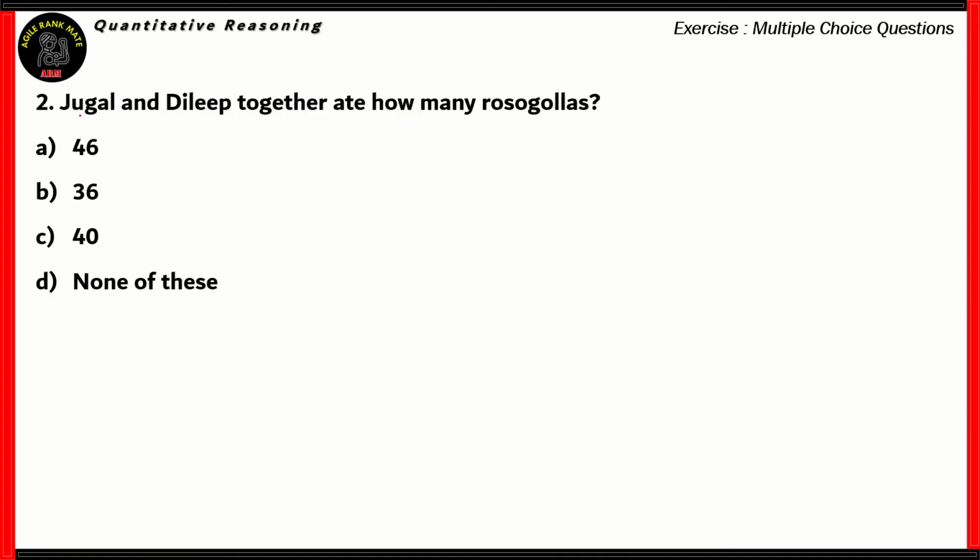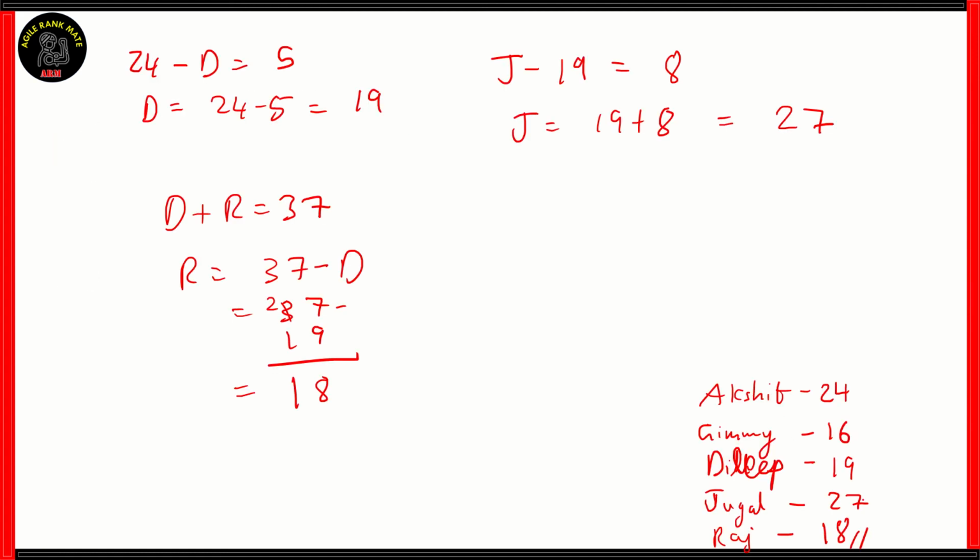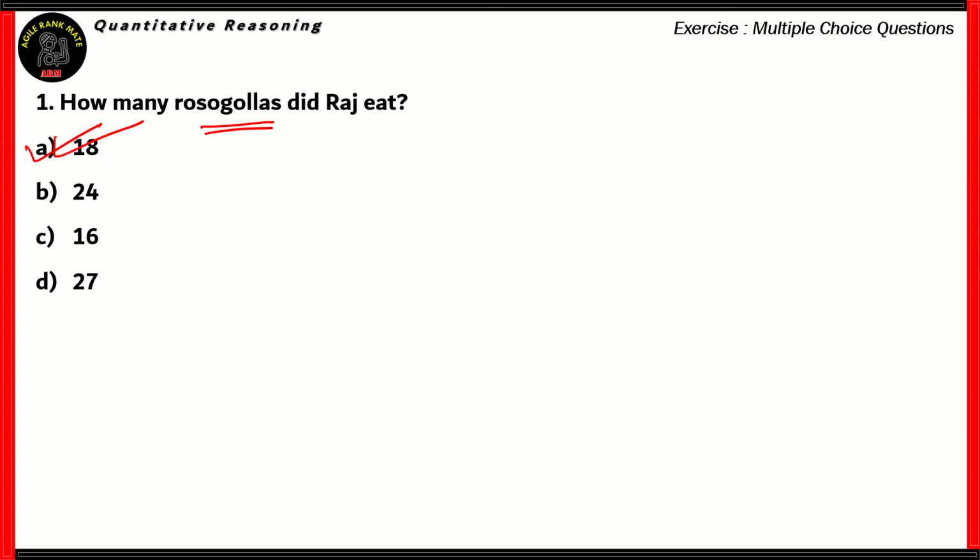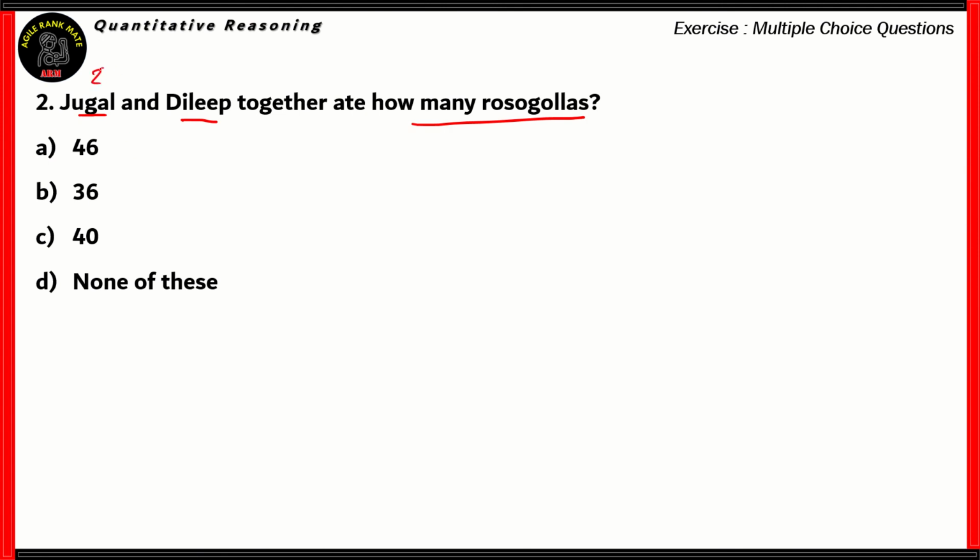Next question. Jugal and Dilip together ate how many rasgullas? Now, the value for Jugal is 27 and the value for Dilip is 19. So let's write those down first. Since it's together, we need to add their values. That means 27 plus 19 would give us our answer, which is equal to 9 plus 7 is 16. 1 carries over. 2 plus 1 gives you 4. So therefore, a total of 46 is the right number of rasgullas that Jugal and Dilip ate. So option A, 46, is the right answer.